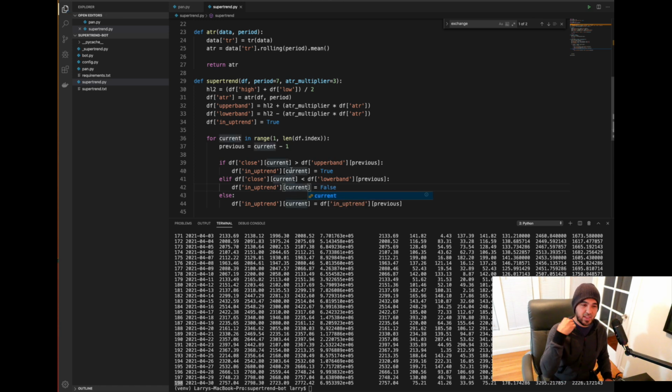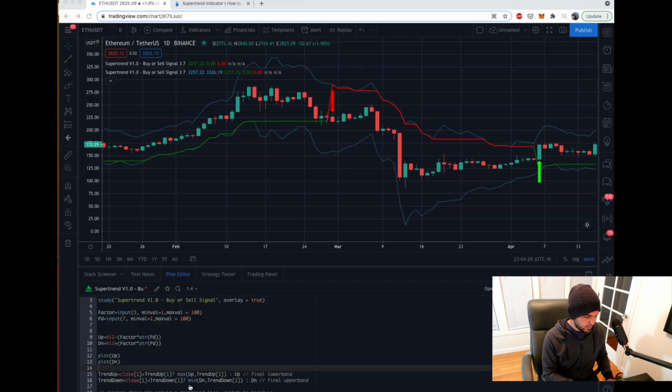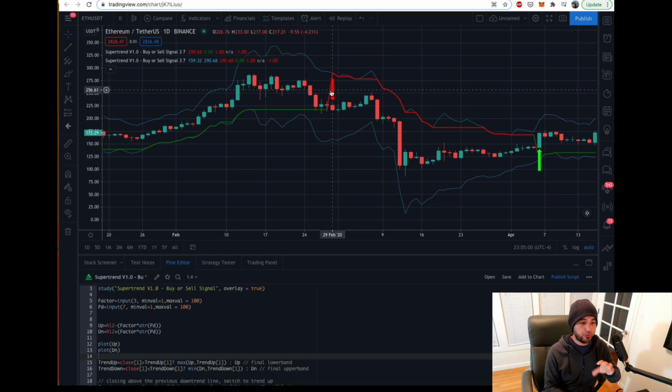So we're looking at the current close and seeing whether it closed above the previous upper band. And if it did, we're going to say the current in uptrend is true. If it closed below the previous lower band, we're saying the current in uptrend is equal to false. Otherwise, it's just in the same trend it was before. So if it was in a downtrend, it's still in a downtrend. If it was in an uptrend, it's still in the uptrend, right? Okay. So we've written the code to flip back and forth between an uptrend and a downtrend.